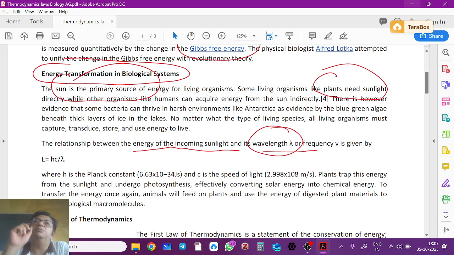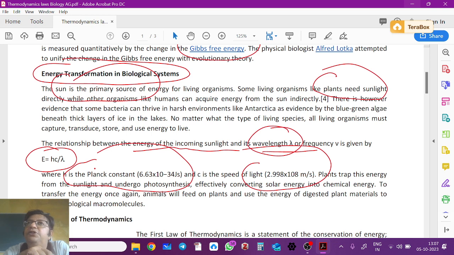But what is bad about the mobile phone is the battery, especially when the charge is low, it releases electrons. Electrons have very short waves. Shorter wave means higher energy, longer wave means lower energy. So energy is equal to hc by lambda, where h is Planck's constant and c is the speed of light, 3 into 10 to the power 8 meters per second. So plants trap this energy and via photosynthesis they synthesize chemical energy in the form of food.